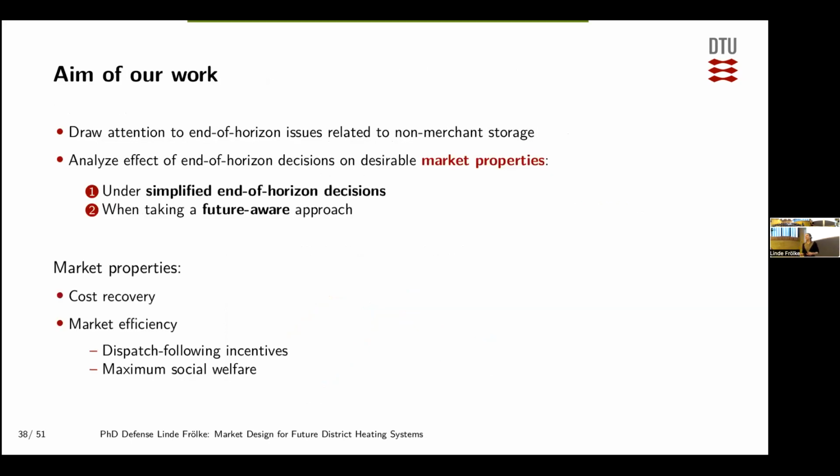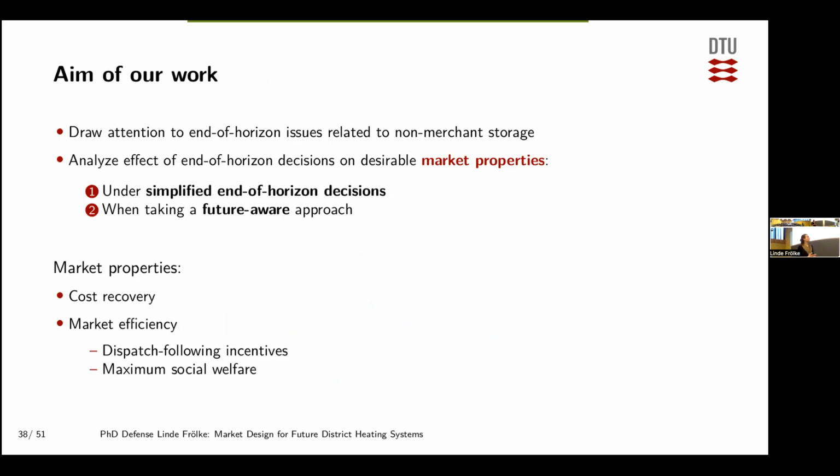In this work, one of our aims was to draw attention to these end of horizon issues related to the non-merchant storage. And we also wanted to analyze the effect of these different types of end-of-horizon decisions on desirable market properties.